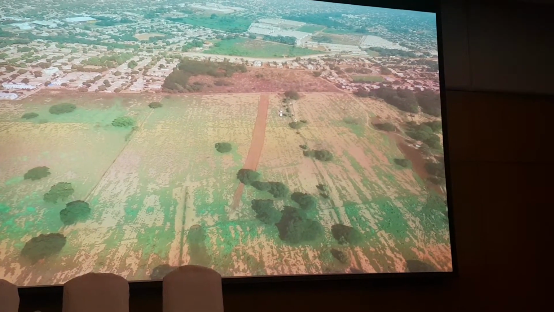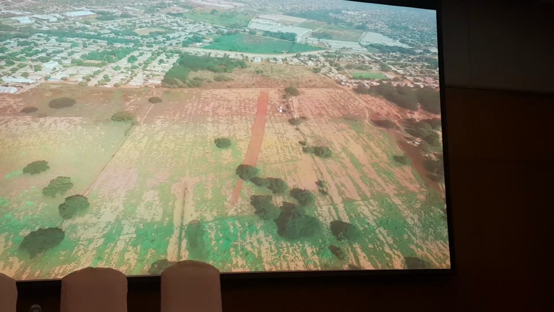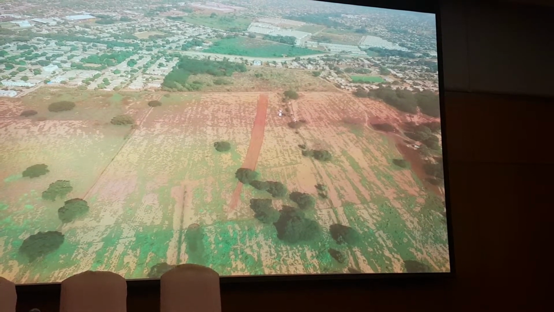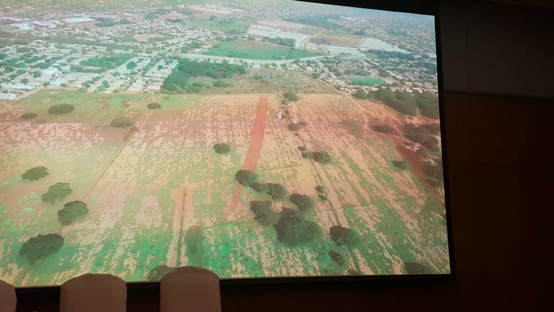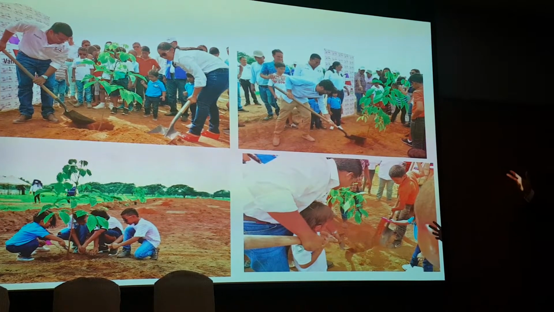This is the fringe of Valledupar, and this is the first plot that we did. Doing the survey and then planting trees along the sides of the roads every 10 meters. Next. So this is how we do it.